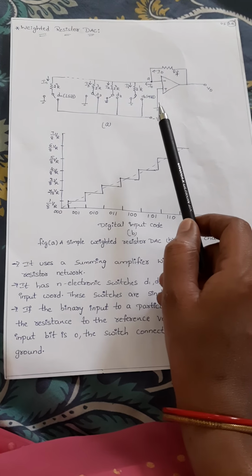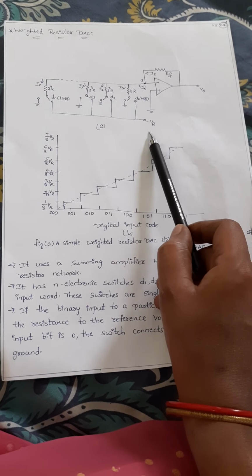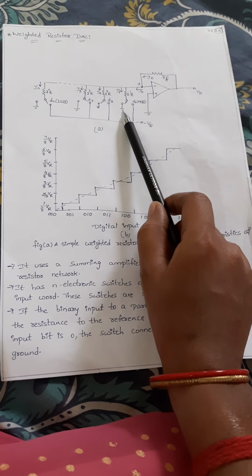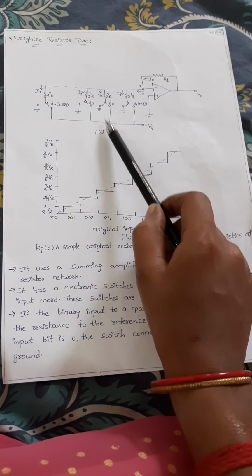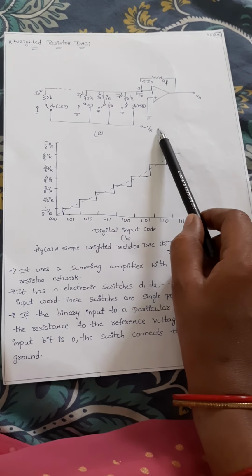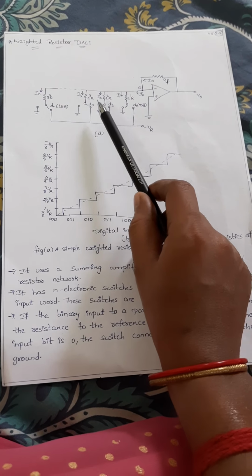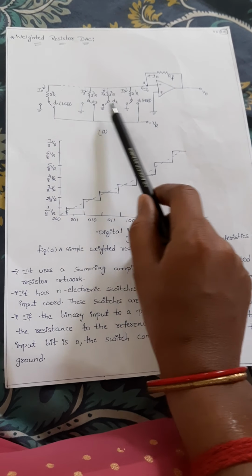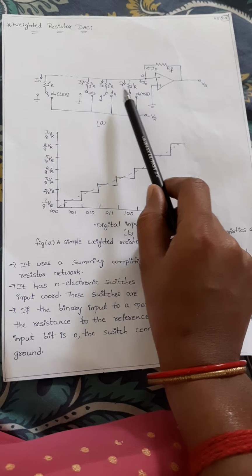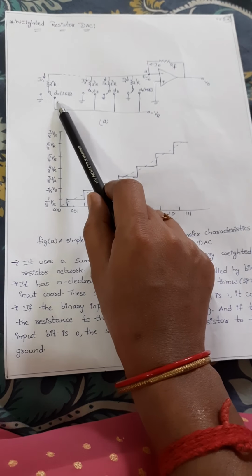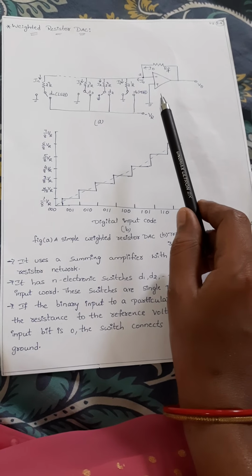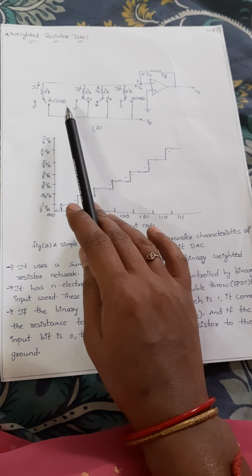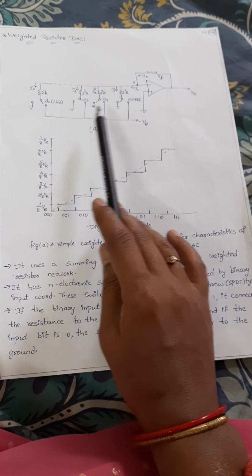And observe here you have the reference voltage minus VR. Observe two lines: this is one line and this is the other line. This line we connect to minus VR and the other we connect to ground. Here it is D1, D2, D3 and so on, Dn. As we know, D1 is the most significant bit and Dn is the least significant bit.